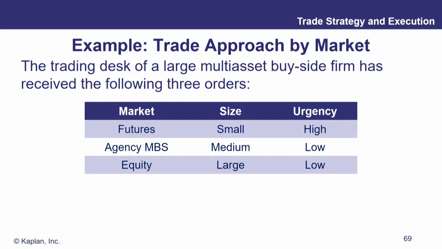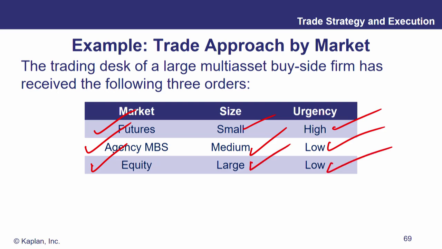The trading desk of a large multi-asset buy-side firm just got 3 orders. They got a futures trade, an agency mortgage-backed security, and a stock trade. The futures trade is small, the urgency is high. The agency mortgage-backed trade, the size is medium, urgency is low. The equity trade, the size is large, the urgency is low.